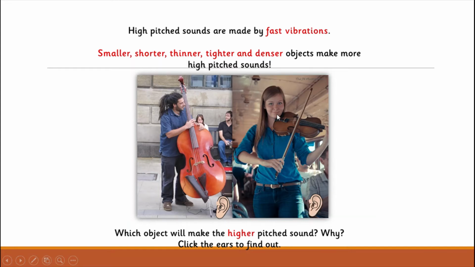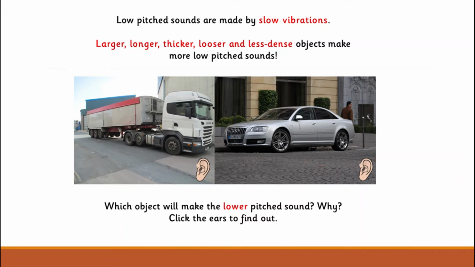So what we might be able to gather from this then is that the violin, which has shorter strings than the double bass, probably tighter strings, is making a higher pitch. In contrast, low pitch sounds are made by slow vibrations. Larger, longer, thicker, looser, and less dense objects make more low-pitched sounds.